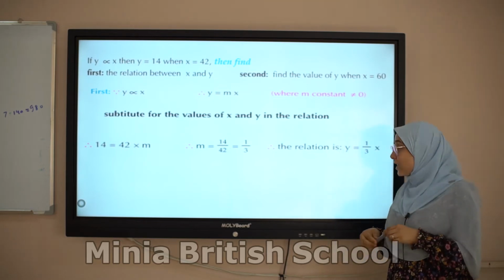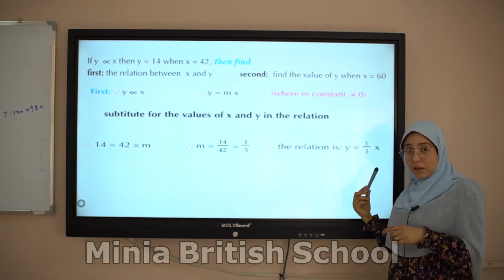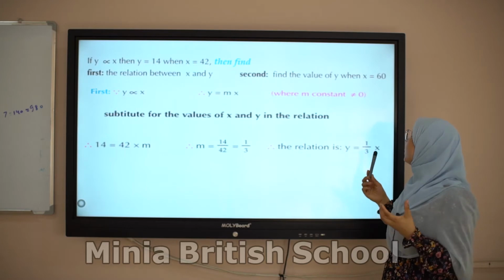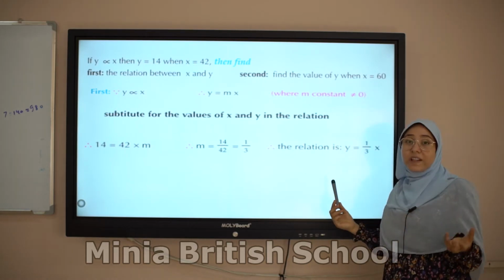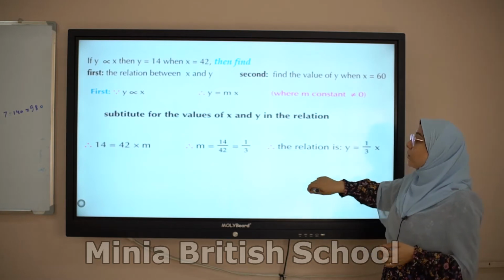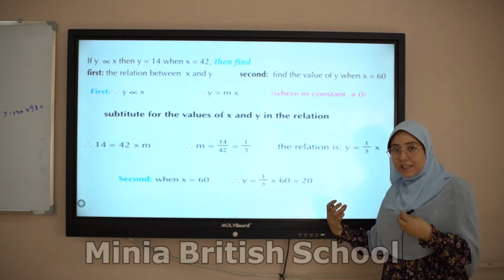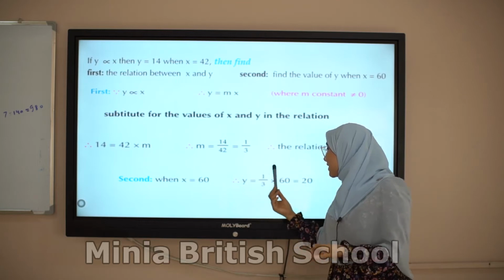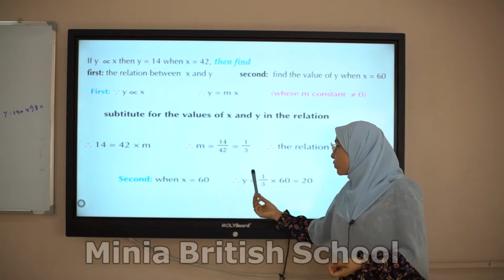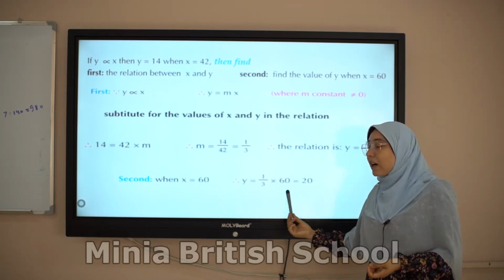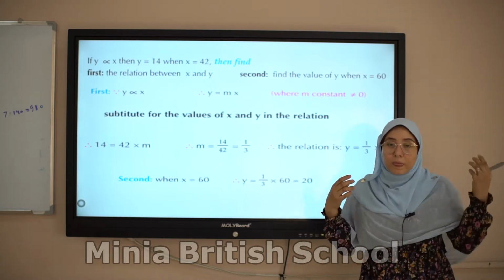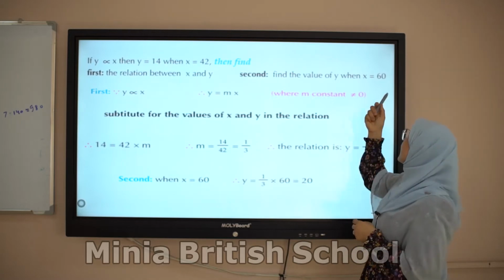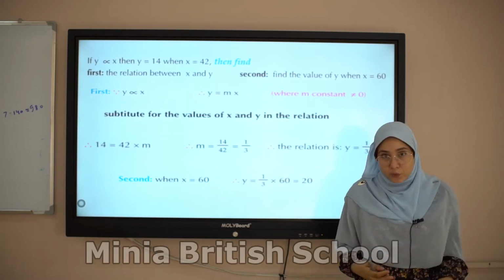Now you have the relation between y and x. So when you substitute the value x equals 60 in this relation, we get the value of y. So when x equals 60, y equals one third times 60, which equals 20. So when x equals 60, y equals 20.